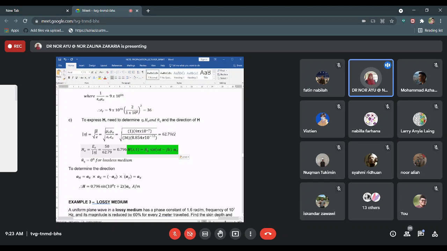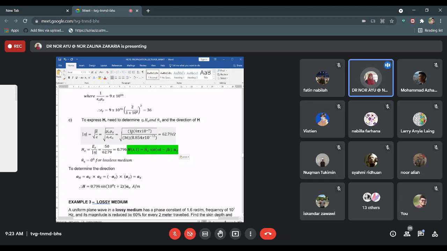Alright, so first thing you need to determine is the amplitude. How to find the amplitude is by using these equations. In order to find H naught, you need to find the intrinsic impedance. So again using the equation here, refer back to your appendix for the equation for intrinsic impedance, and then substitute the value. You know mu r is 1, because for non-magnetic material, mu r equals 1.